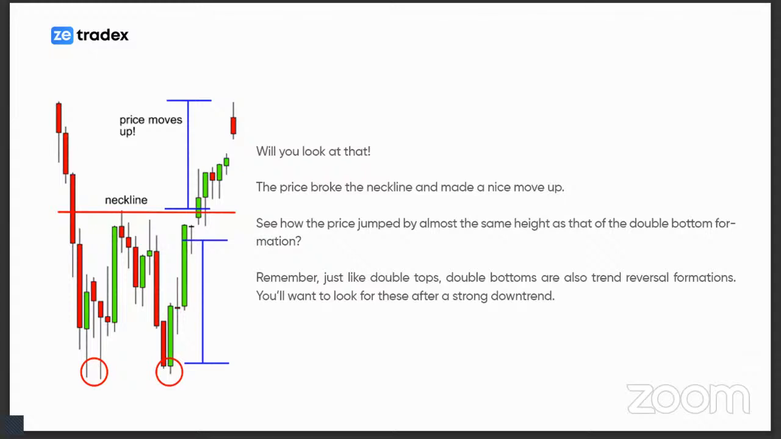Now, the price broke the neckline at that point and made a nice move up. So see how the price jumped by almost the same height as that of the double bottom formation. Now remember, just like double tops, double bottoms are also trend reversal formations. You want to look for these after a strong downtrend.